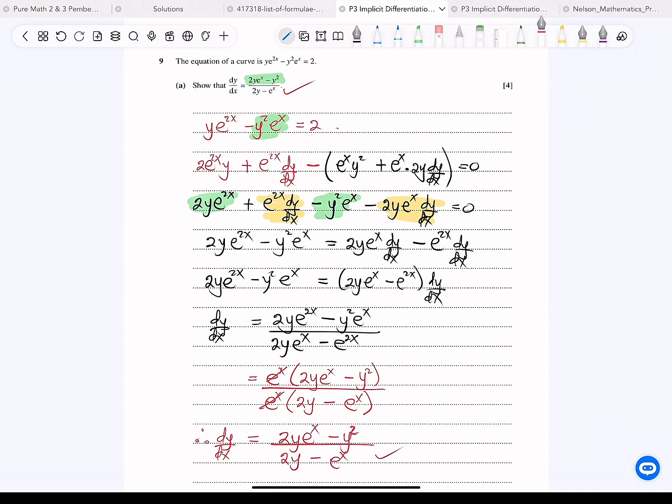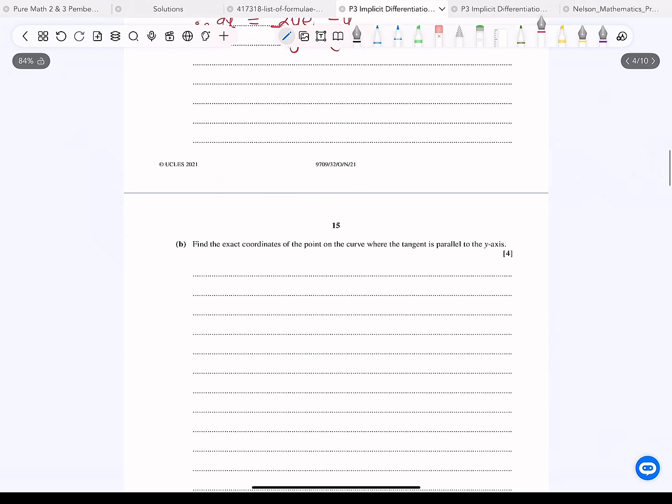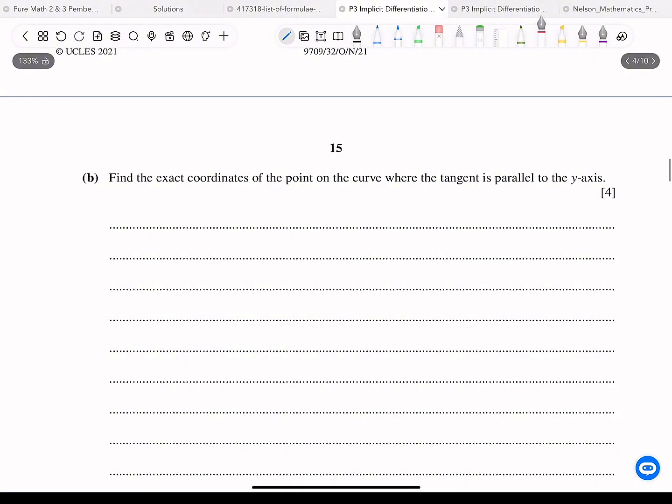All right. Now the next thing is we should find the coordinates. Okay. Where's my highlighter? My coordinate, exact coordinates. So we don't want any decimals, okay? Where the tangent is parallel to the y-axis.